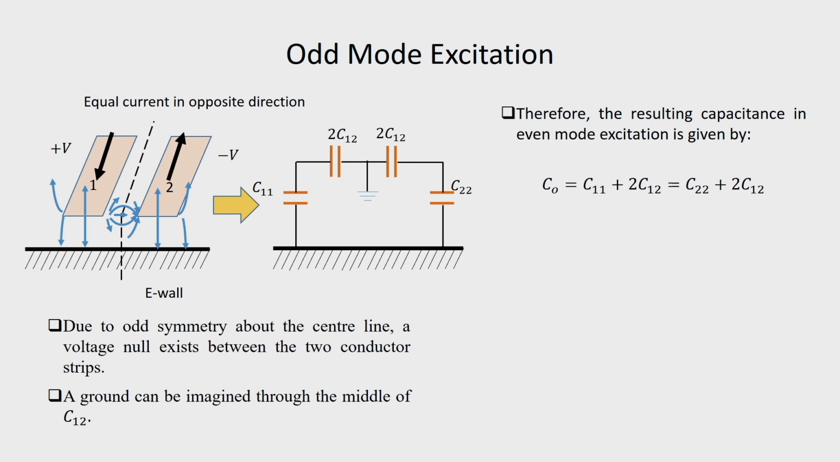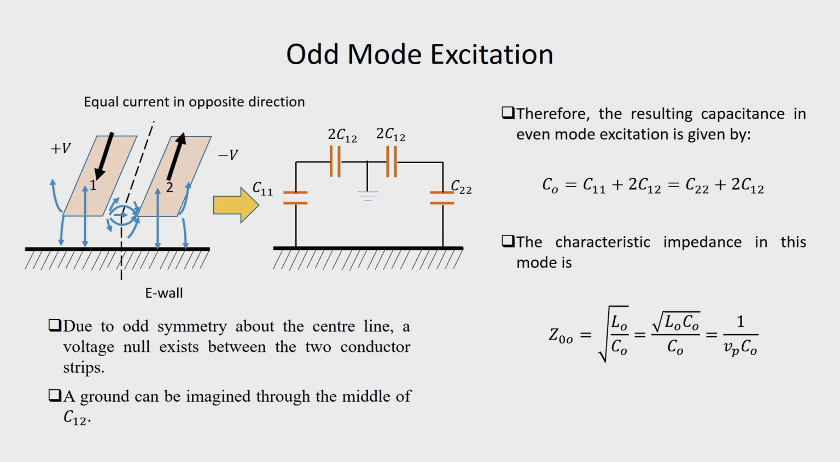and the resulting total capacitance for the odd mode is C11 plus 2C12, which is equal to C22 plus 2C12. The characteristic impedance in this mode is given by Z0O, which is equal to 1 by Vp into C_O. So, following this type of analysis, we can find out the characteristic impedance for this type of coupled line systems.